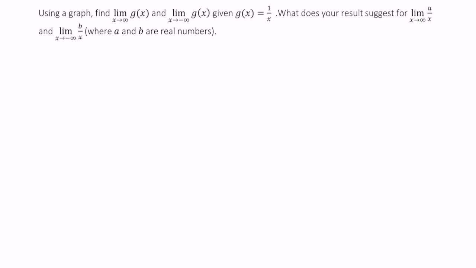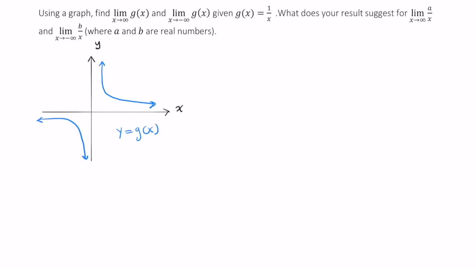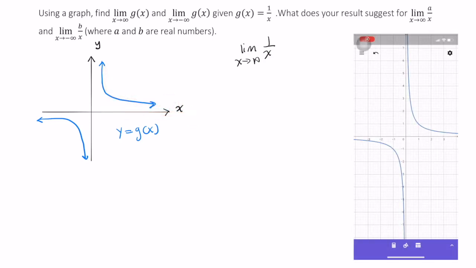So let's begin by sketching a graph. So looking at this graph, here in blue I have the graph of y equals g of x, which is defined as 1 over x. And using this graph, we're going to evaluate these two limits. So the limit of 1 over x as x approaches infinity, that is, x goes out forever, what is happening to this graph? Since I can't zoom in on my hand sketch, here's the same sketch using GeoGebra.